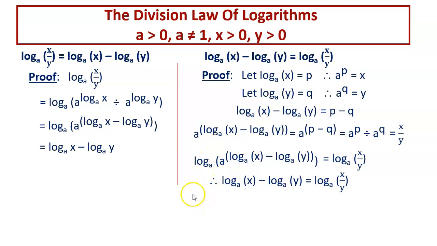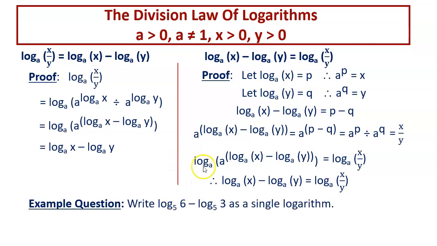Now we come to one of the example questions. We will be using this law in solving many other questions, but this is just an example question. Write log of 6 to the base 5 minus log of 3 to the base 5 as a single logarithm. Both are having the same base. This is important because we are having the same base throughout. So this is important. The base should be the same.